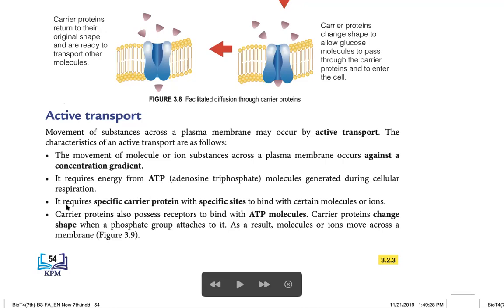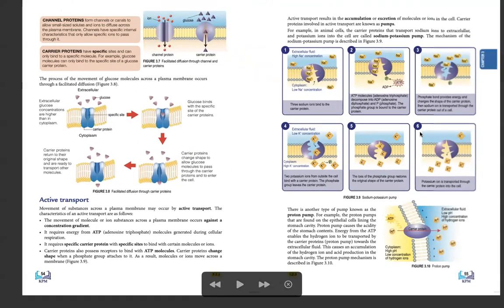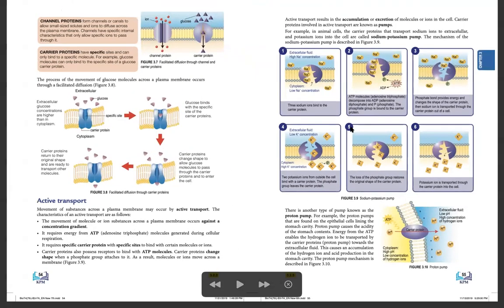Nanti kita cerita lagi. And then it requires a specific carrier protein with a specific site to bind a certain molecule. Sama juga macam ni. Dia ada carrier protein yang mana dia ada specific site. And the carrier protein possesses a receptor to bind with ATP energy. And the carrier protein changes its shape. Ni carrier protein ni change its shape. Okay, when the phosphate group is attached to it, as a result, the molecule or ion can move across the plasma membrane. So these are the characteristics of active transport.